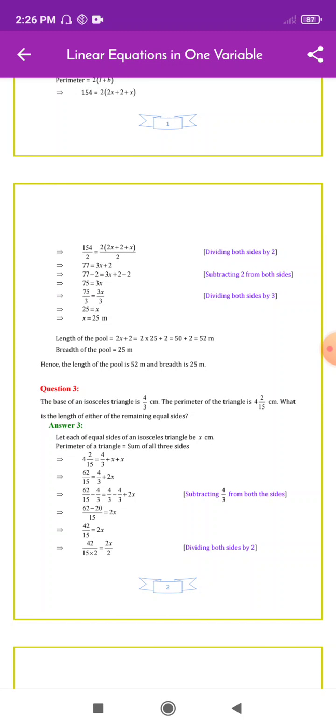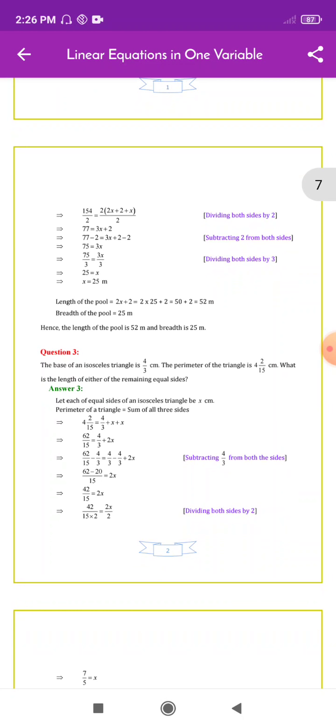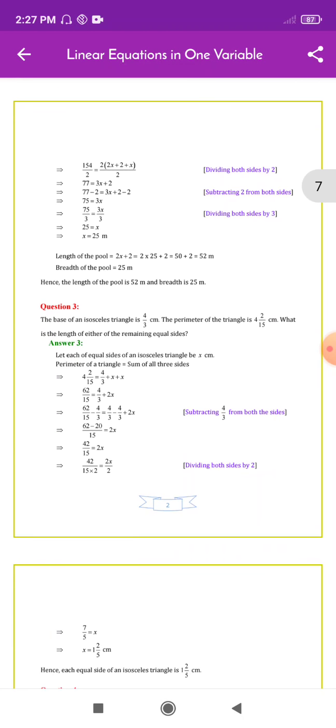Then what you have to do, plus 2 is given here, so plus 2 on both sides. The opposite of plus is minus, so we will take -2 on both sides. OK, so -2 and -2 will be subtracted on both the sides. So let us see, 75/3 equals 3x. 3x upon 3 will remain.